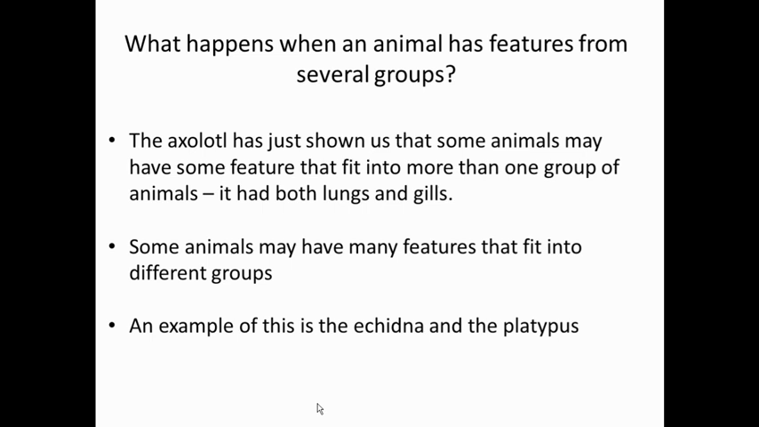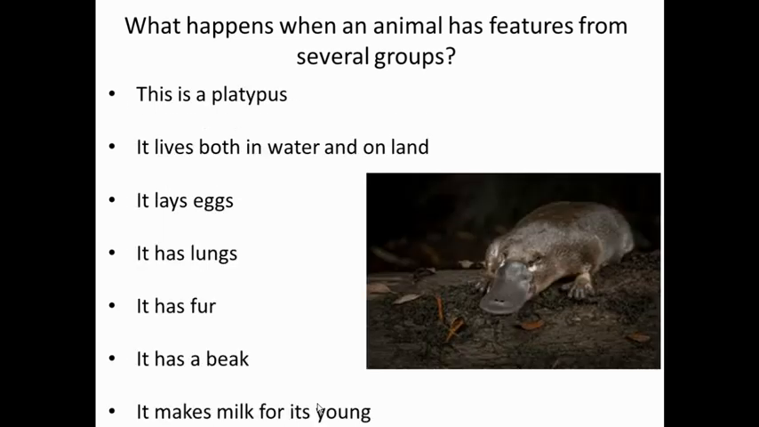So an example of this is the echidna and the platypus. We're going to have a look at these guys now. So this is a platypus. It lives both in water and on land. It lays eggs, it has lungs, it has fur, it has a beak, and it makes milk for its young. Okay, so if we have a look at this, it's got a beak and it lays eggs. So those are key things for a bird, okay?